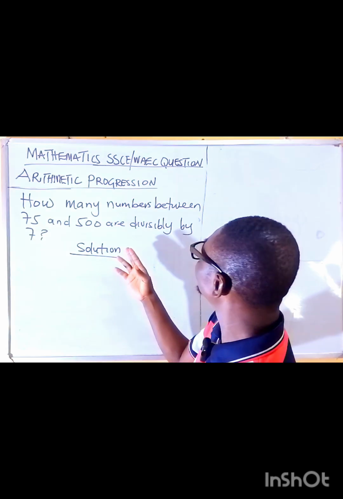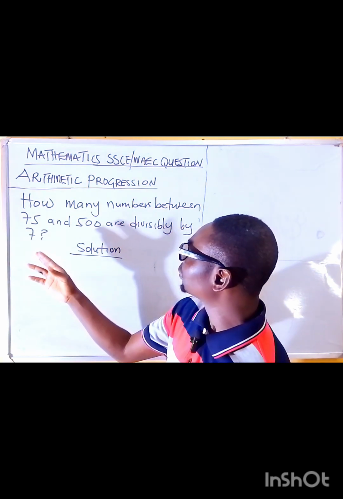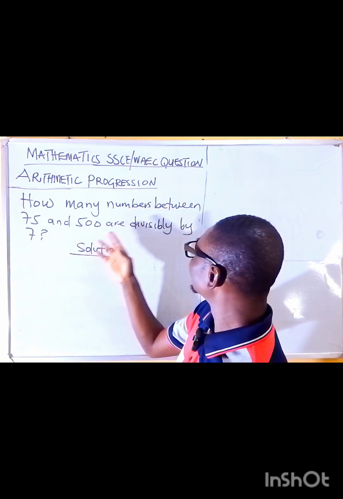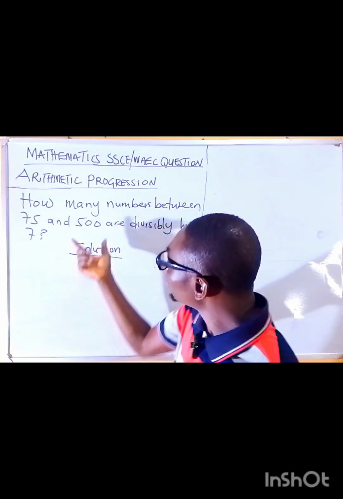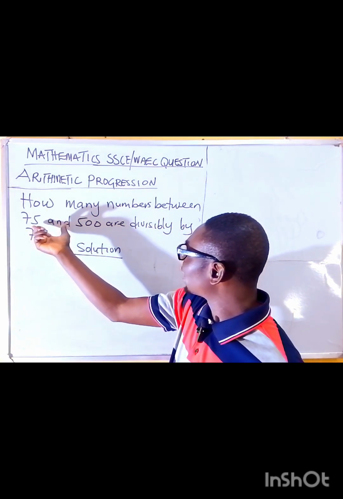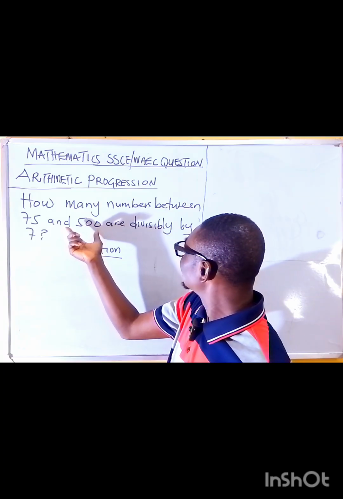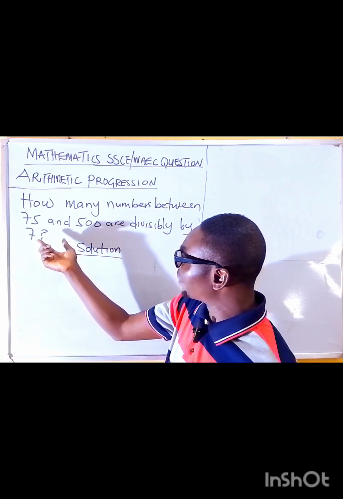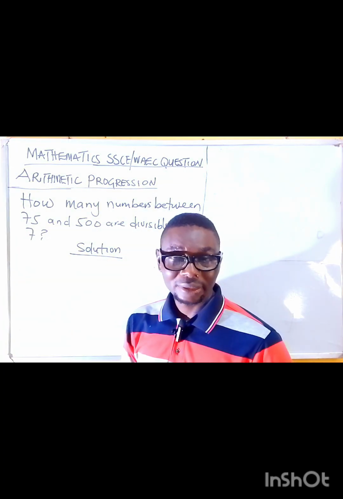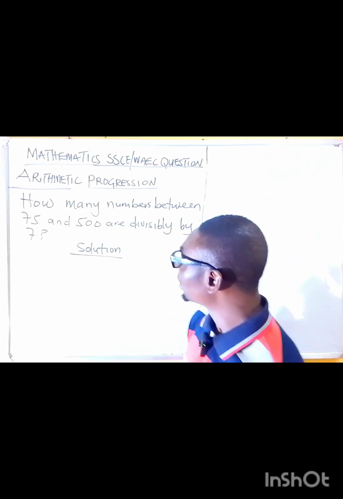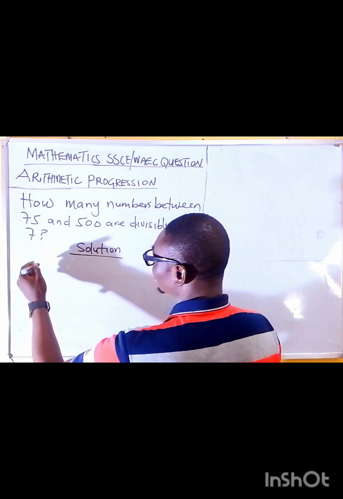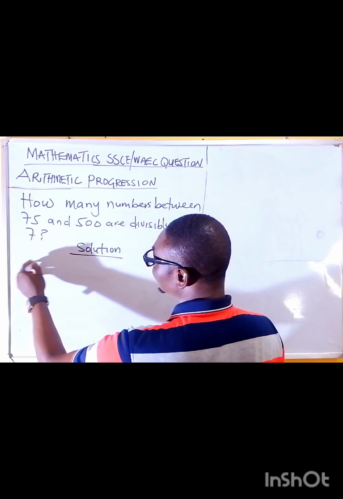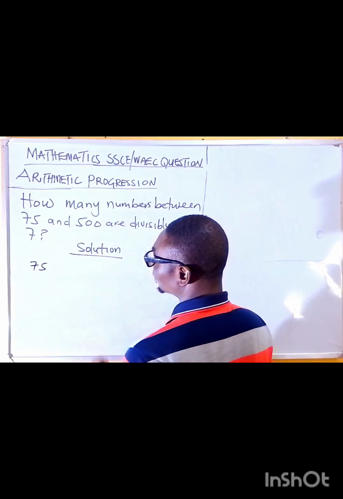How many numbers between 75 and 500 are divisible by 7? So there are numbers between 75 and 500 that are divisible by 7. How many are they? So that is what we are going to determine here.